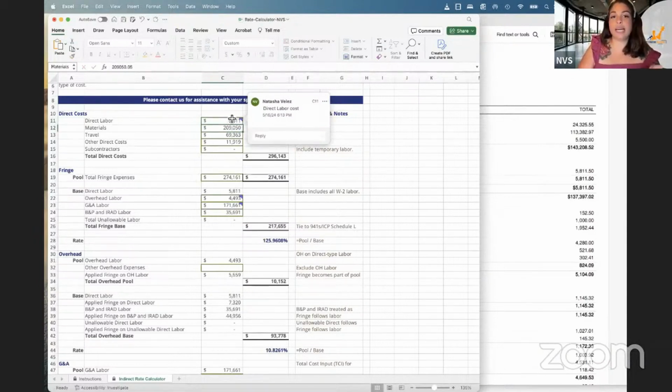So everywhere where it's highlighted, you can put that in there. And we'll give you the website that you can download this on.